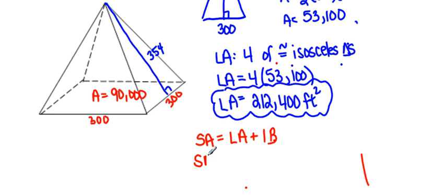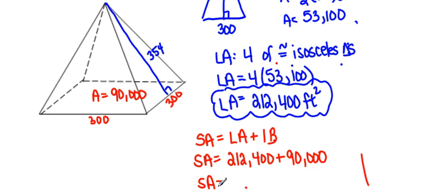So our total surface area is going to be the area of our four triangles, the 212,400, plus the area of our square base. And when all is said and done and the mathematical computations are done, we end up with 302,400 square feet for our total surface area.